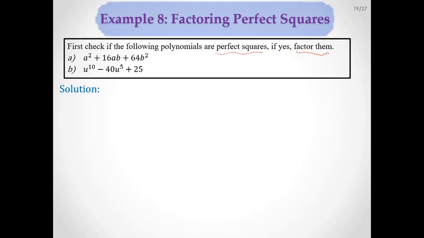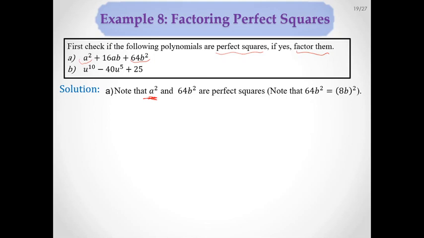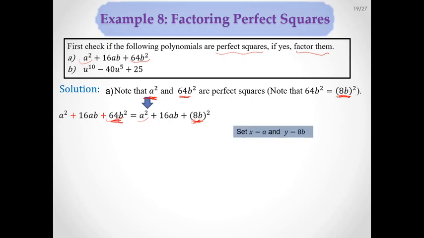Now let's do it. The first thing to look at is, do we have perfect squares in this trinomial? Yes, we have. This a squared is one of them, and 64b squared is the other one, because 64b squared is 8b squared. Okay, let's write it again. So we will write this again as the square of a and the square of 8b instead of 64b squared. So then we will call a x and 8b y.